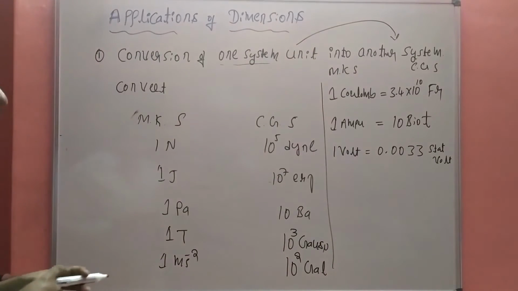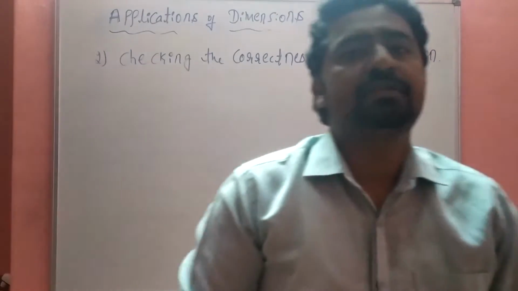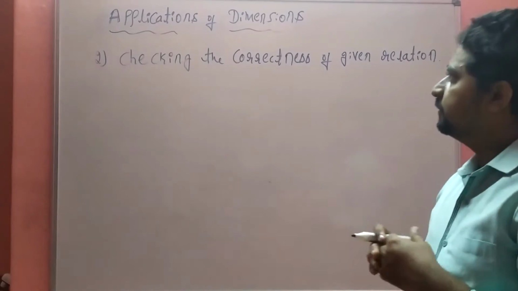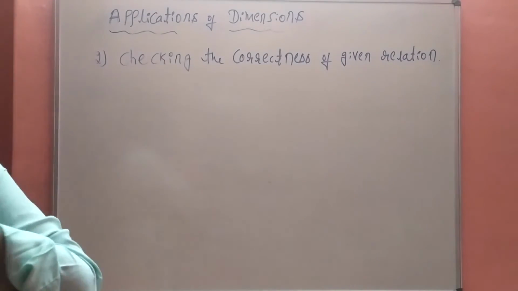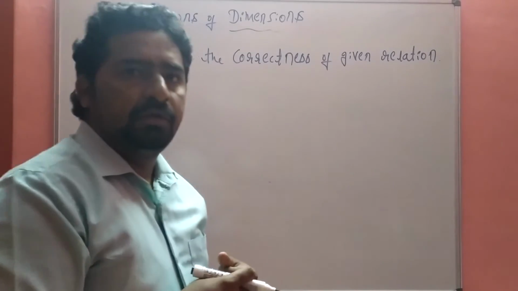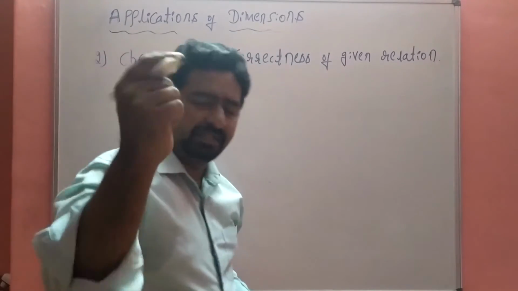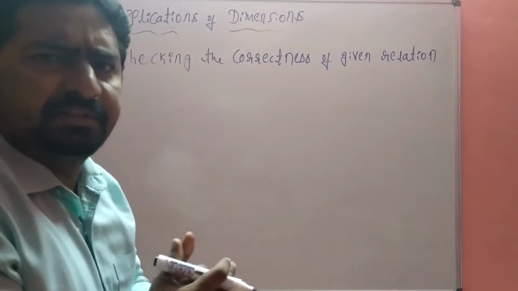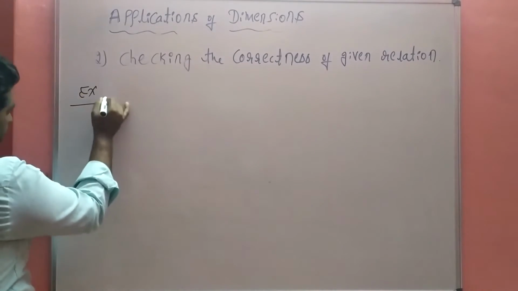Let's go to the second application. The first application of dimensions was already studied in the last class. The second application is checking the correctness of a given physical relation. Whether an equation is correct or wrong, you can find out by using the dimensions method. It is a very simple method, so let's take an example to better understand the concept.